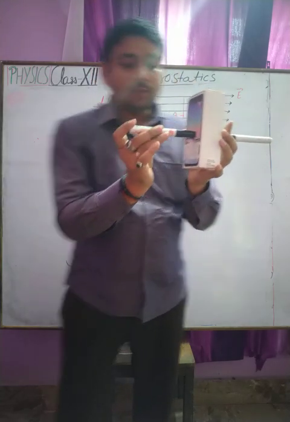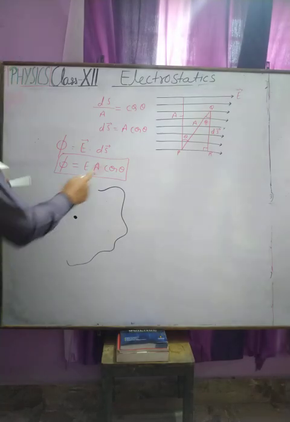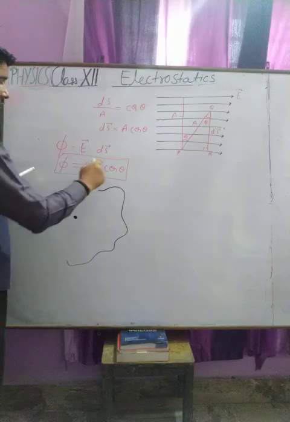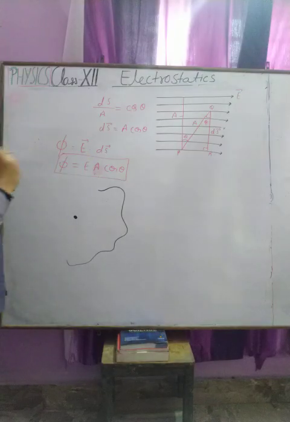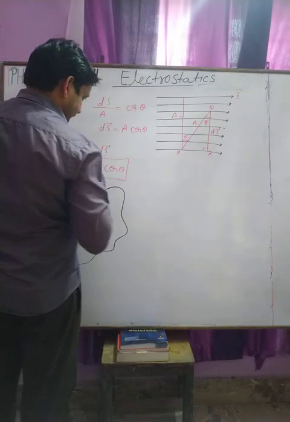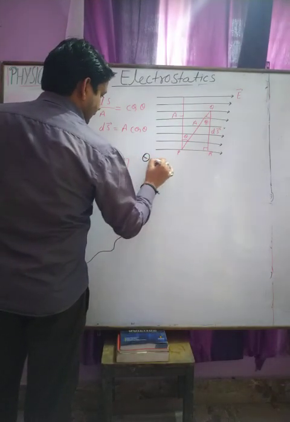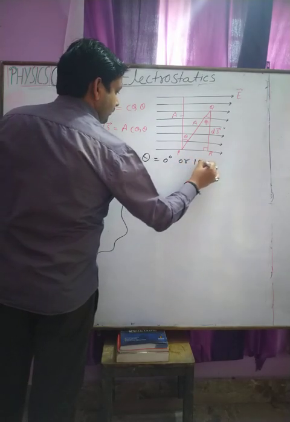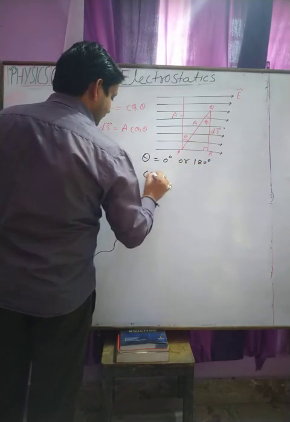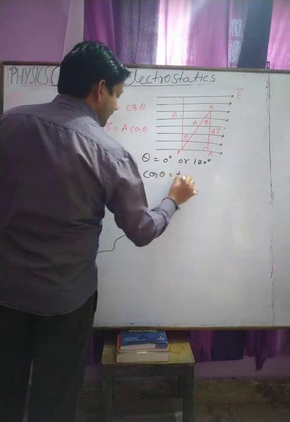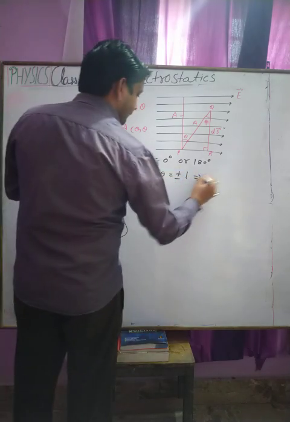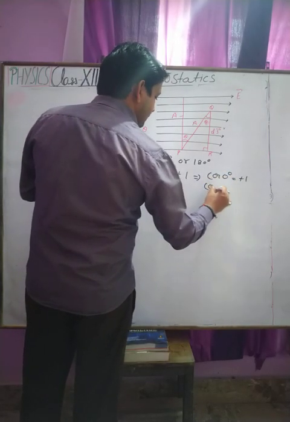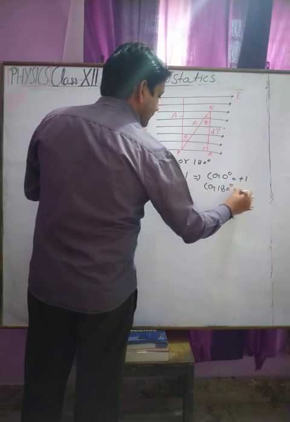And you all know the value of cos theta. For theta 0 degree or 180 degree, cos theta has value plus or minus 1. That is, cos 0 degree is plus 1 and cos 180 degree is minus 1.